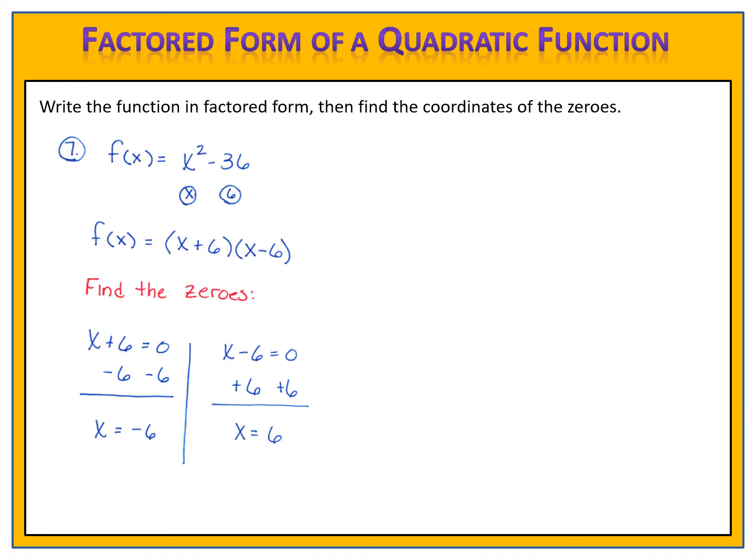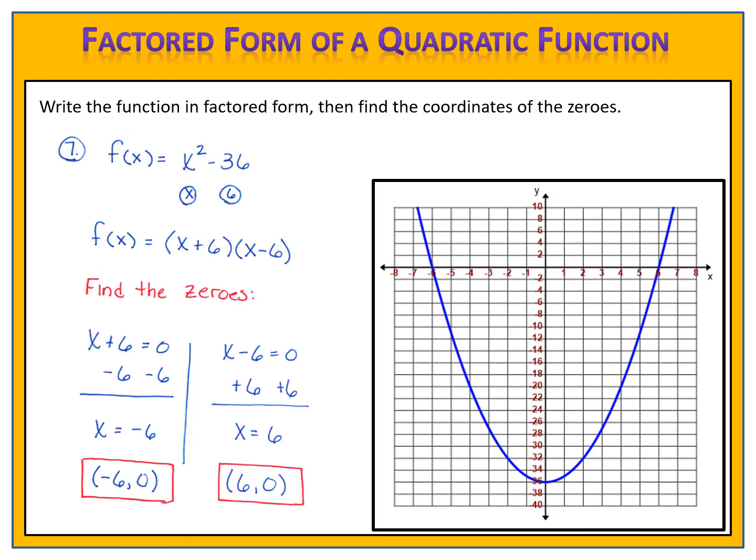X equals negative 6 means I have a zero at (-6, 0). X equals positive 6 means I have a zero at (6, 0). As always, if we compare this with the graph of the function, we notice that sure enough the zeros are at those two points, (-6, 0) and (6, 0).